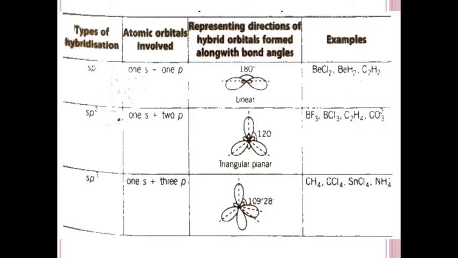Okay. Now hybridization, how many types of hybridization are there? You know, sp hybridization is there, sp2 is there, sp3 is there, then sp3d is there, sp3d2 is there, and so many types we have. But in this chapter we are going to learn this hybridization: sp, sp2 and sp3.